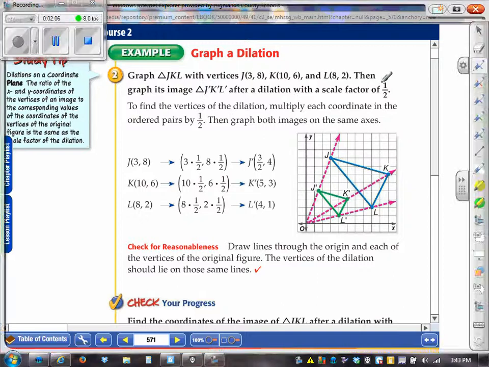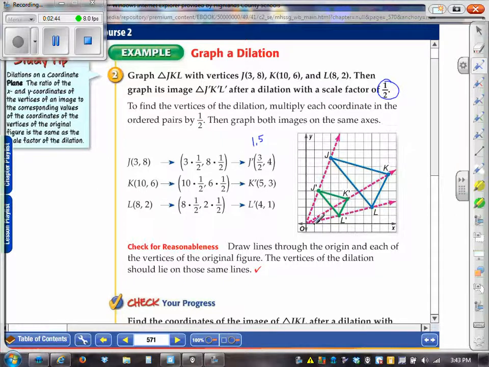See this one, it tells us the scale factor is 1/2, and they're showing here how we're multiplying each coordinate by 1/2. 3 times 1/2 is 3/2, or 1.5. 8 times 1/2 is 4. And here was the original figure, JKL, at the points that they have. J is at (3, 8), so 1, 2, 3, and 1, 2, 3, 4, 5, 6, 7, 8, and then J prime is going to be at (3/2, 4), or (1.5, 4).